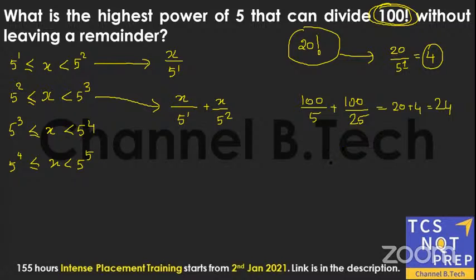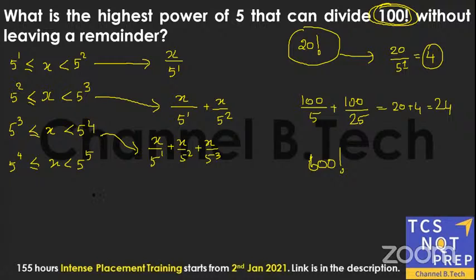In this question, instead of 100, if they had given 600 factorial, we have to find the highest power of 5. In this case, x by 5 power 1 plus x by 5 power 2 plus x by 5 power 3. Why? Because 600 is greater than 125 but less than 625, which is 5 power 4.